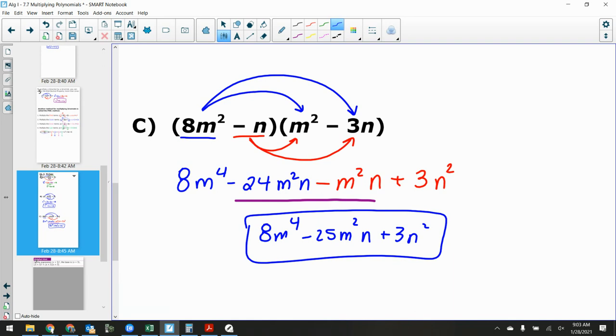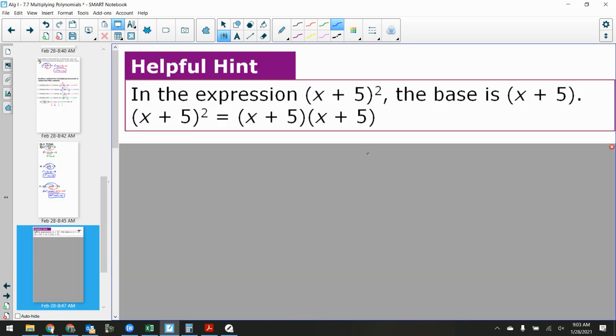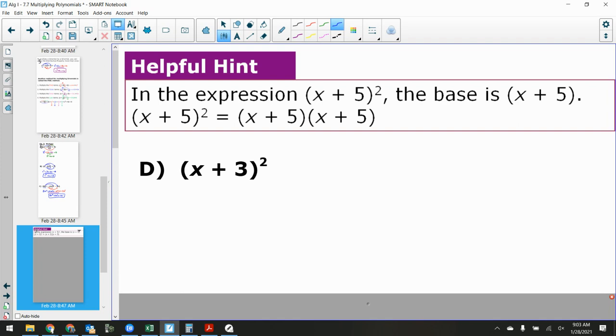Okay, now those three problems were all binomial times a binomial. The FOIL method is only for binomial times a binomial. So what if we have more than that? Or what if we have something squared, something like this? Let me show you what we do here, guys. Please, everybody, pay attention right now.